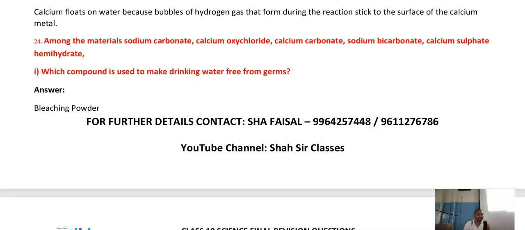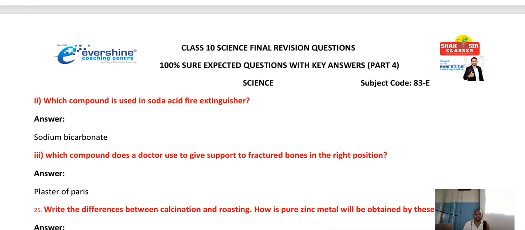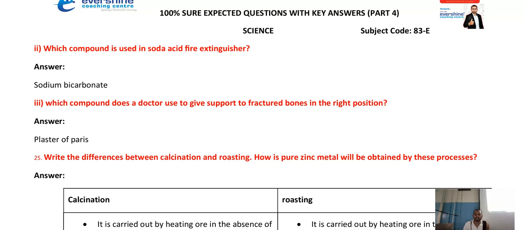Okay. Now, which compound is used to make drinking water free from germs? Sir, just now only we read, sir. Disinfectant. Free from germs? Aquaguard? Bleaching powder. Which compound is used in soda acid fire extinguisher? Sodium bicarbonate. Which compound does a doctor use to support fractured bones in the right position? POP. That is plaster of Paris.